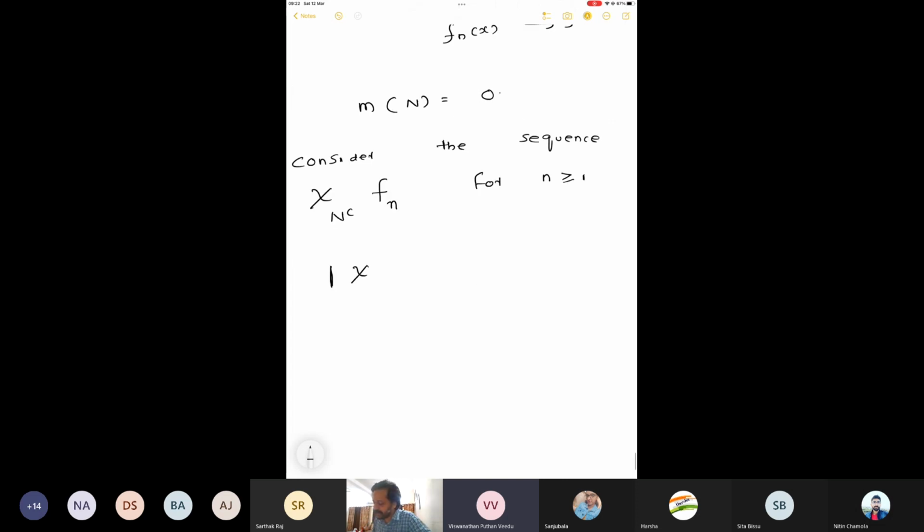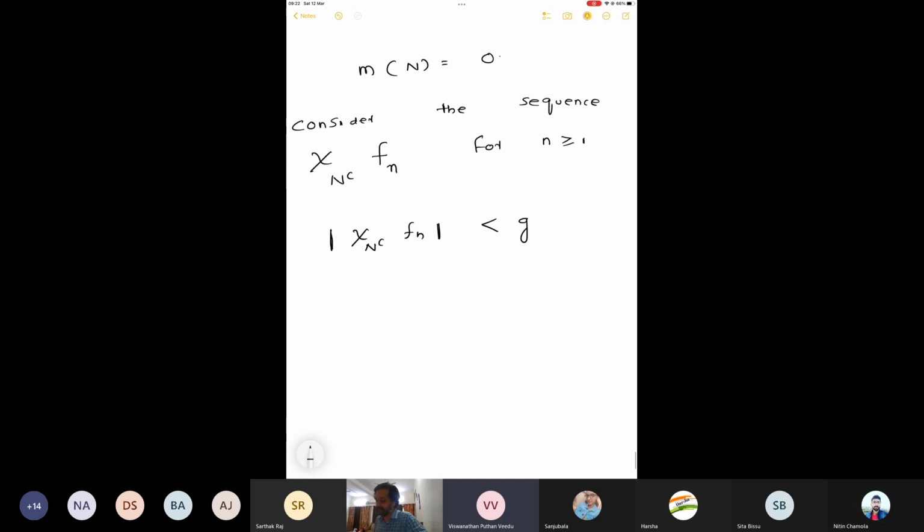Okay. Now consider the sequence chi n complement f for fn, sorry, n greater than or equal to n. For each fn, I consider the sequence chi n complement fn. Then you can see that modulus of chi n complement fn will be less than g. That will follow from mod fn is less than g, almost everywhere. But this is true for all n.